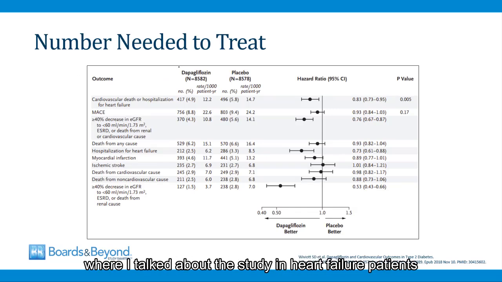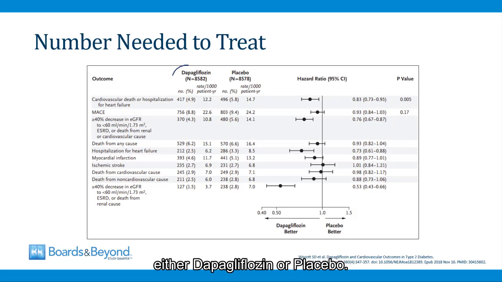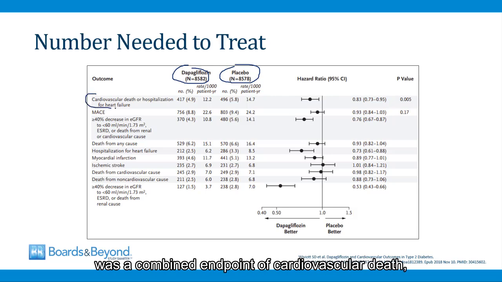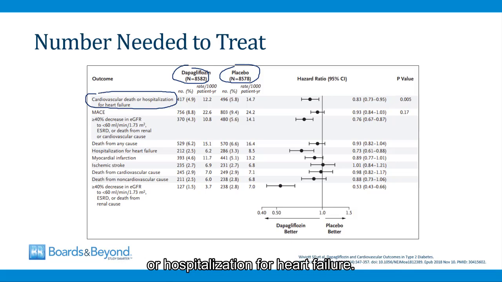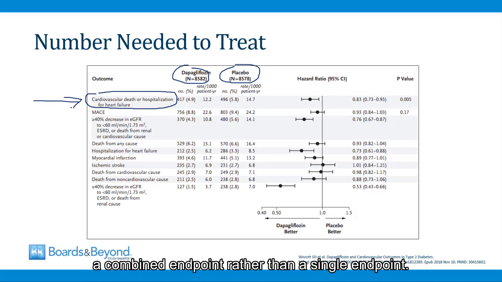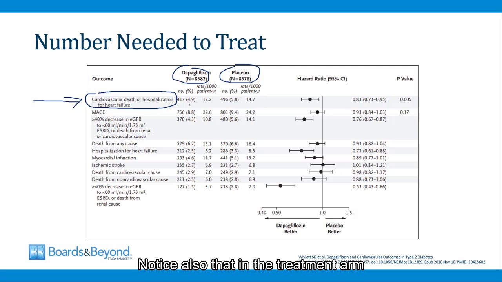And just to make some of these points even more clear, let's go back to this slide where I talked about the study in heart failure patients who were randomized to receive either dapagliflozin or placebo. First of all, notice that the primary outcome was a combined endpoint of cardiovascular death or hospitalization for heart failure. And hopefully you understand now why researchers chose a combined endpoint rather than a single endpoint. Notice also that in the treatment arm, the percentage of patients who had the primary outcome was 4.9%, and in the control group it was 5.8%.